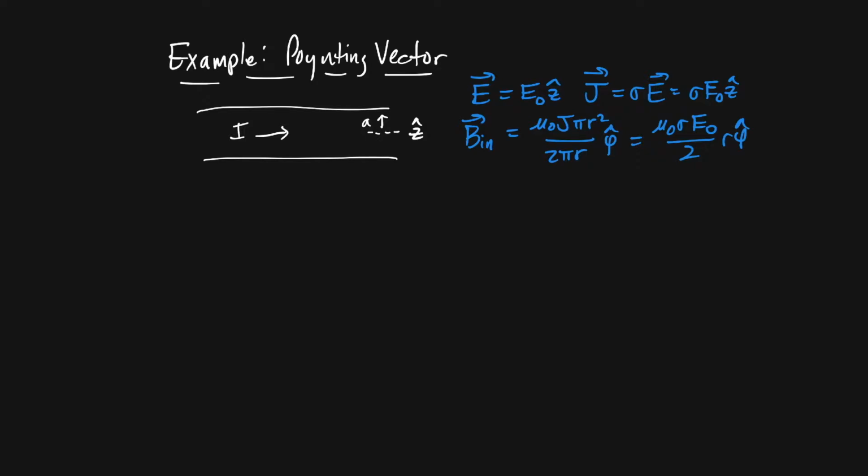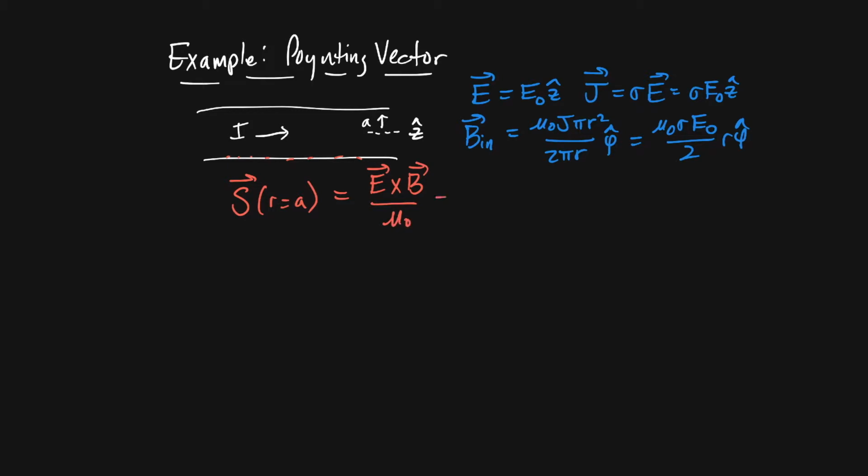Now, if we want to calculate what is going on with the Poynting vector, we have to pick a location to do that. We could find it in general, but what we want to do is actually find it on the edge of the wire, so right around here. The reason for that is because we're going to look at how that energy gets transported across the boundary. So that is equal to E cross B divided by mu 0.